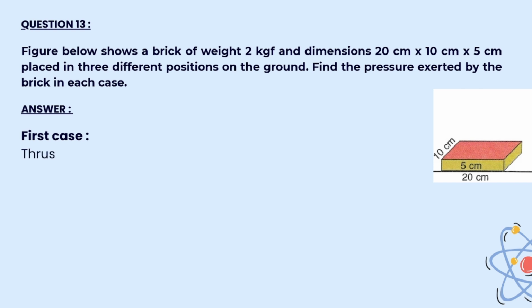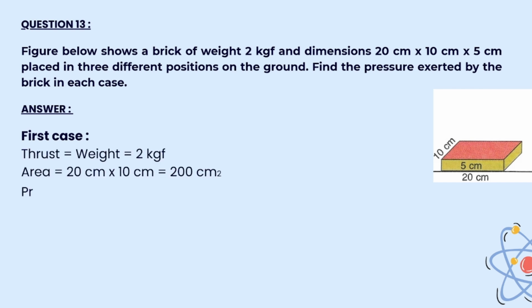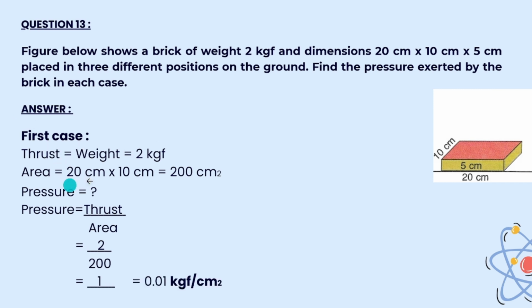First case. Thrust is nothing but weight, equal to 2 kgf. Area is given as 20 and 10. Why am I taking 20 and 10? Look here, the base value 20 is given, and the side touching the ground is 10. I am not taking the height, that is 5, which is not touching the ground. The area in contact with the ground is what we calculate. So it will be 20, the baseline, and 10. 20 into 10 gives me 200 centimeter square.